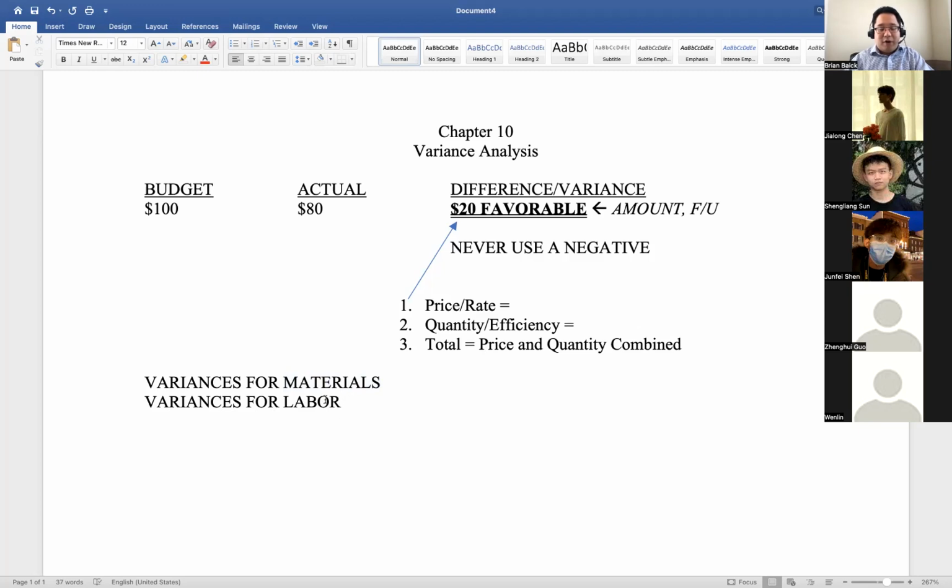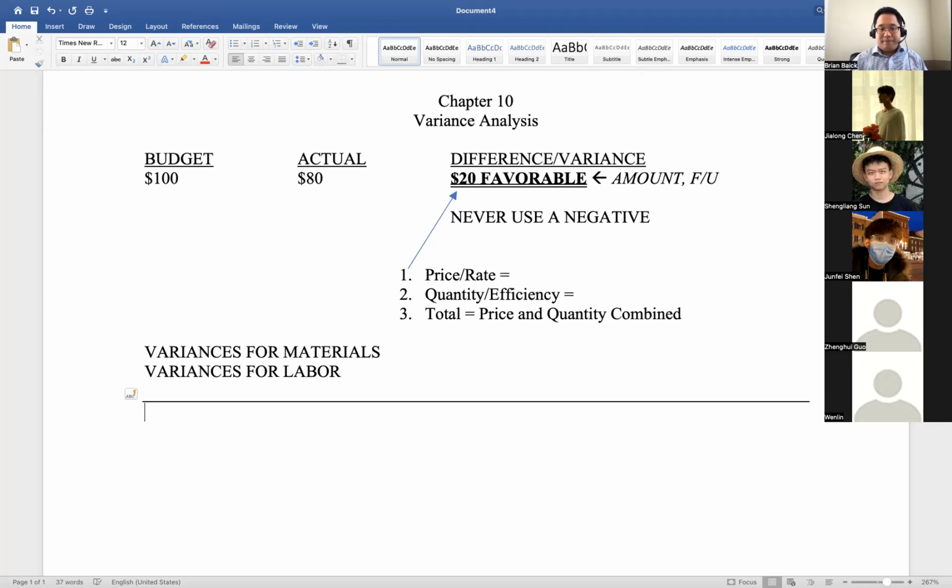You can also figure out variances for labor. How much is your expected labor cost? What is your actual labor cost? And then we can figure out the variances. Anybody have any questions on this so far? Okay, I have a question. How do you figure out the variances?